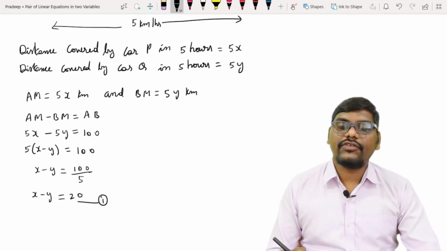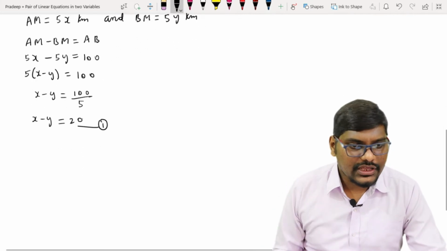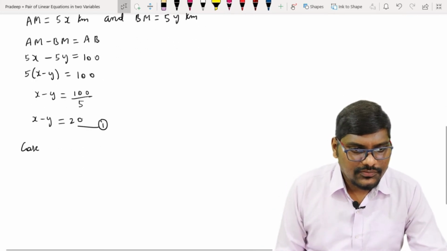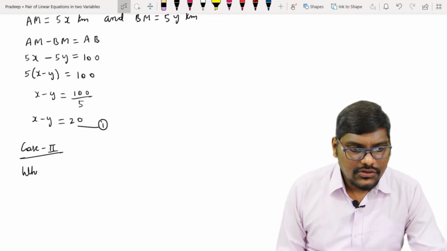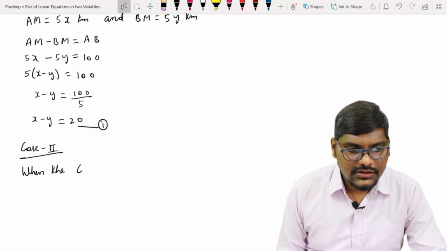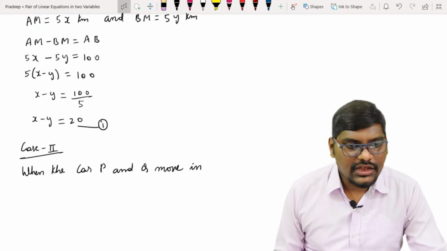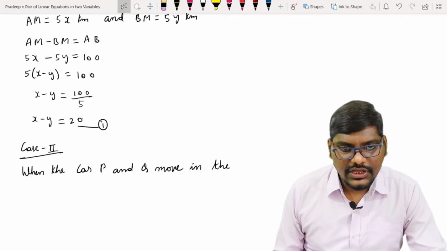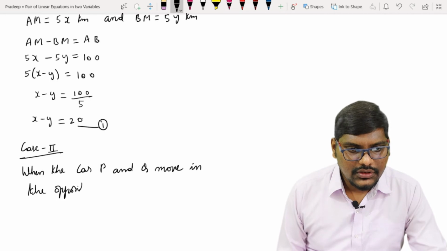So now we did for 5 hours. Now we'll do for 1 hour also. So that is case 2. So I can write here case 2. Okay, in case 2 we can write when the cars P and Q, they are moving in which direction? They are moving in the opposite direction, right? So I write here they are moving in the opposite direction.